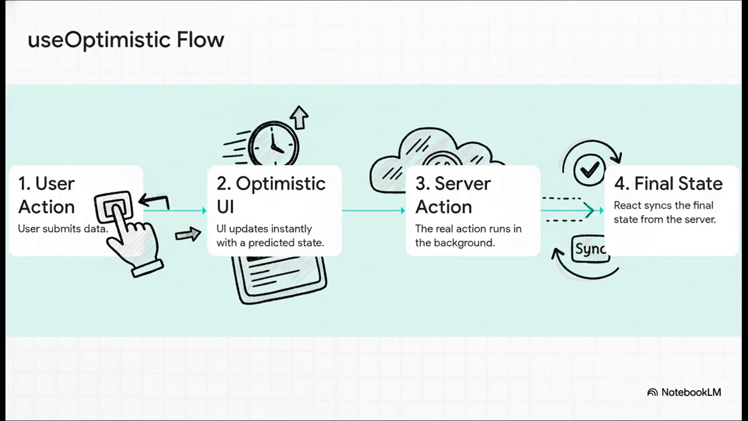And now with React 19, we're getting the useOptimistic hook. And honestly, this is a total game changer for user experience. It lets you update the UI instantly with what you think the state is going to be, a predicted state. This makes your app feel lightning fast. And then while the real server action is happening in the background, React will just automatically handle syncing up the final correct state when it comes back.